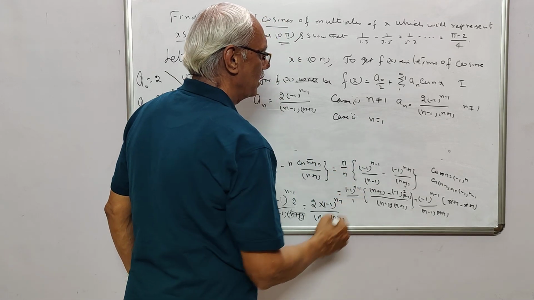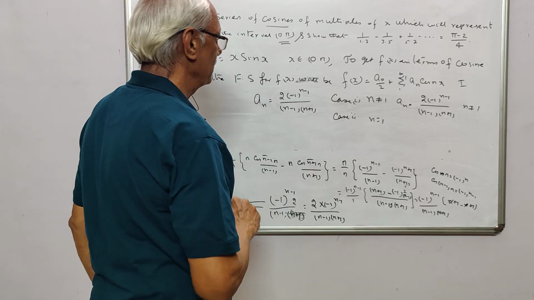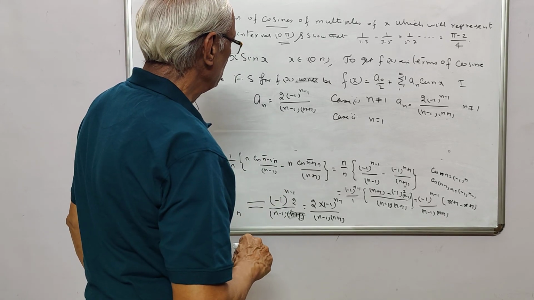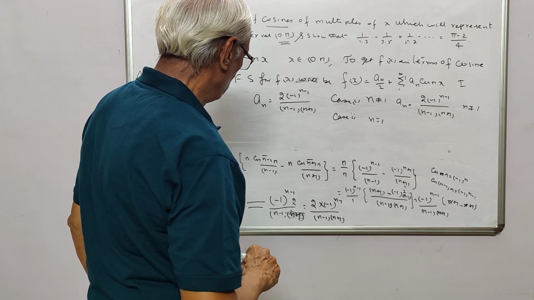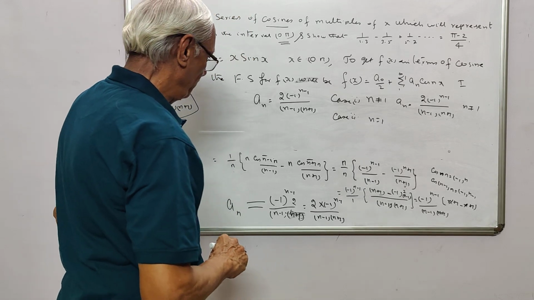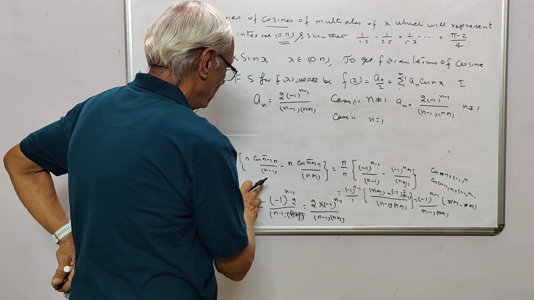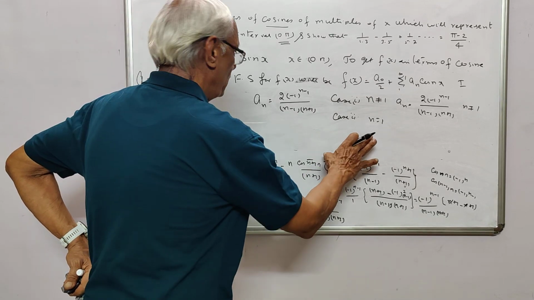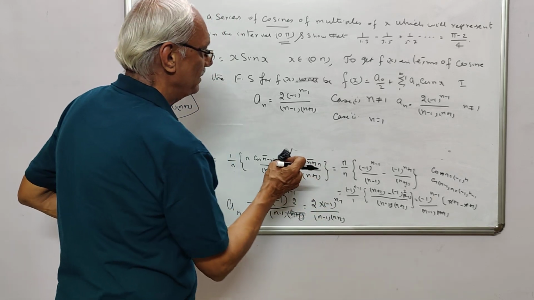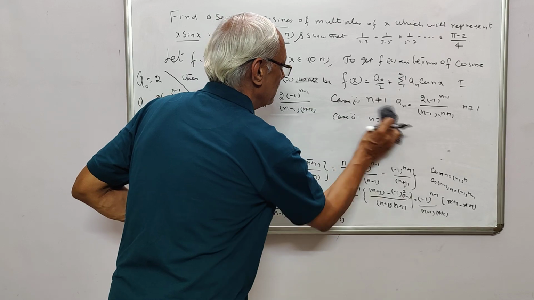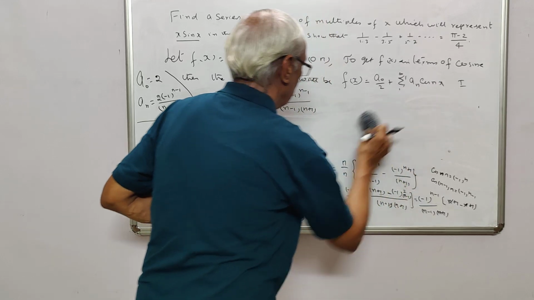When n is equal to 1, what will happen if you take n is equal to 1 here? You cannot conclude from this. Here I will make a discussion in this case.